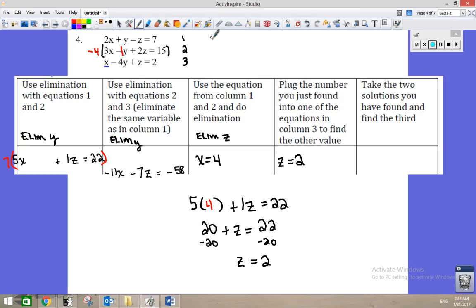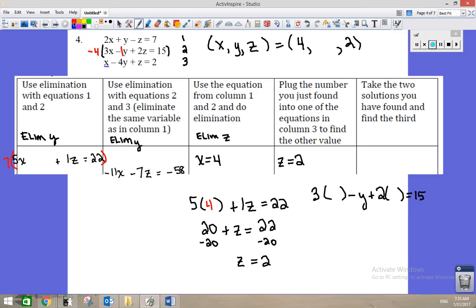So now we have two of the three, and remember, our goal is to tell people what x, y, and z are. We have found x, we have found z, but we need to find y. So let's come into equation 2 and plug in x and z. So I've got 3x, well, I don't want to write x because I know that x is 4. So I've got 3x minus y plus 2z, but I know what z is, equals 15. So we knew that x is 4 and that z is 2.